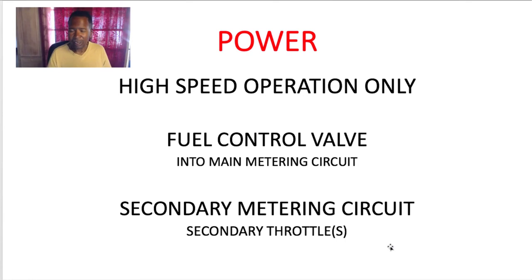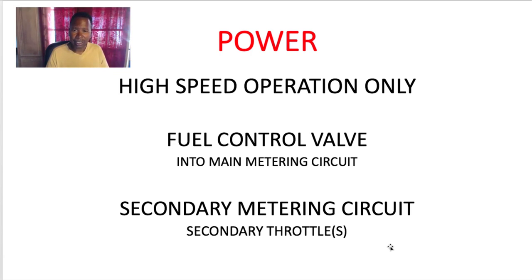Power. They have some, well, not some, all of them carburetors have something called a power circuit or power valve for high-speed operation. Basically means I'm on a freeway already, I need to pass a truck, I'm gonna punch it. That's your power circuit. It's just gonna dump more fuel in there, fuel control valve into the main metering circuit.